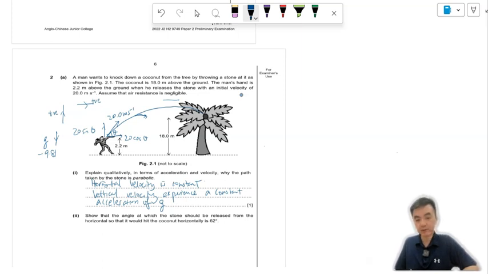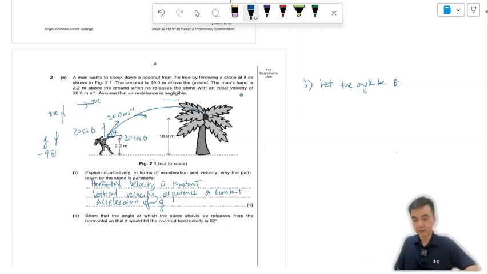For part two, you're asked to show that the angle at which the stone should be released from the horizontal so that it will hit the coconut is 62 degrees. I'm going to make use of the vertical component, because the vertical component changes and is affected by acceleration due to gravity. So I'm going to write the answer here. Let the angle be theta.